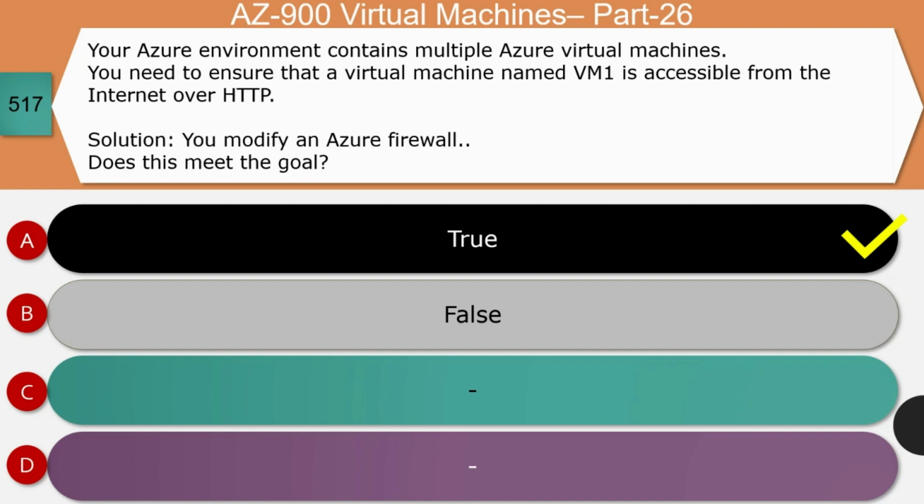Let's see once again the reason. Azure Firewall is a managed cloud-based network security service that protects your Azure virtual network resources. It is a fully stateful firewall as a service with built-in high availability and unrestricted cloud scalability. We need to add a rule to the network security group or Azure Firewall to allow the internet to connect to a VM. And so the right answer for this question is true.